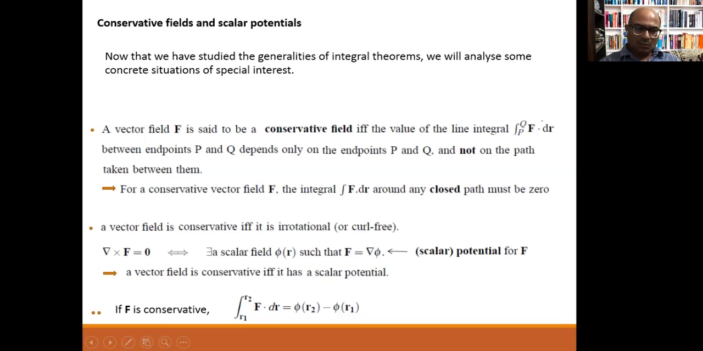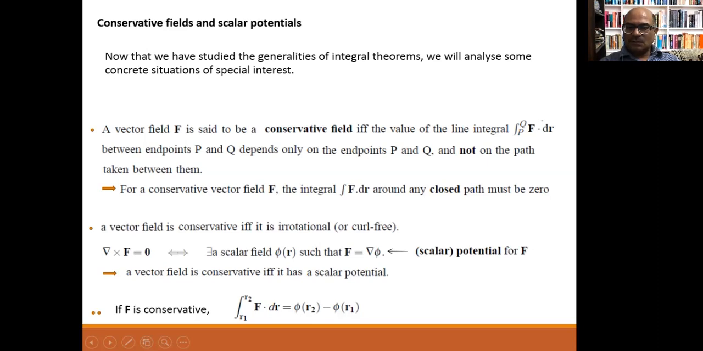So del cross f is equal to 0, so the curl is 0, so f is irrotational. And it shows that a scalar field phi(r) such that f is equal to del phi is the scalar potential for f. A vector field is conservative if it has a scalar potential.